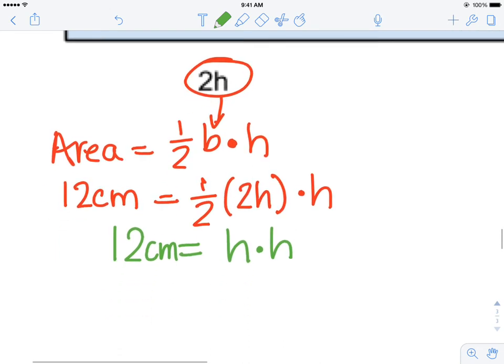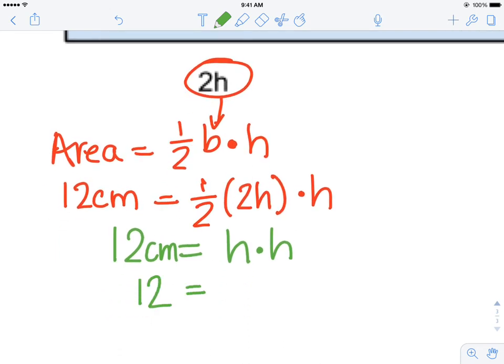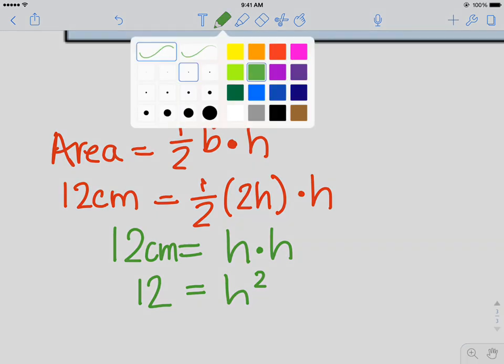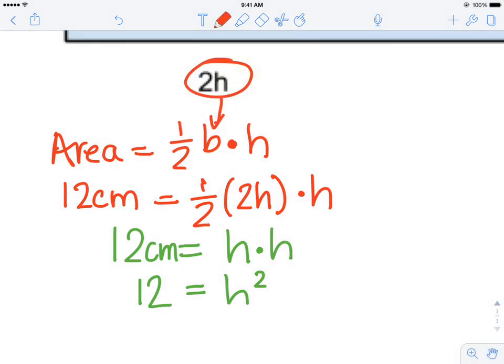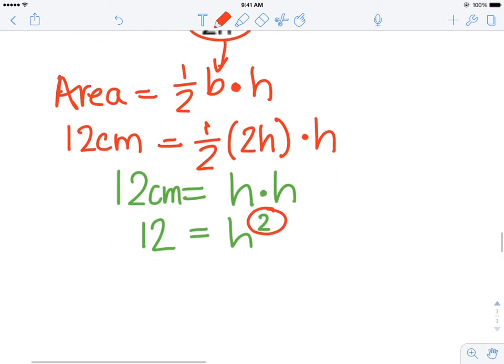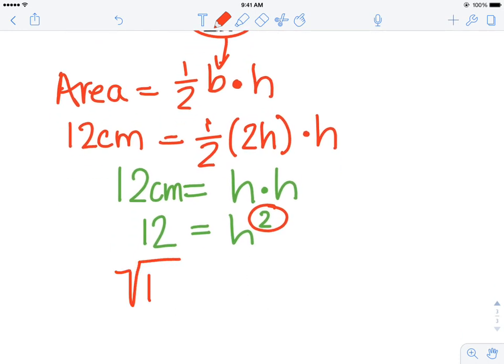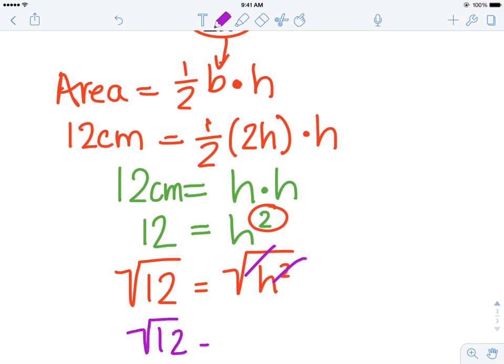Now, do we know what h times h actually is? Kind of. Anything times itself is squared. So we're stuck here. I still don't have h by itself. I need h to be by itself. And remember, when we have a squared, we do the square root of both sides to get rid of that. So the square root of 12 is equal to the square root of h squared. We have square roots canceling out here, and we're left with the square root of 12 equals h.